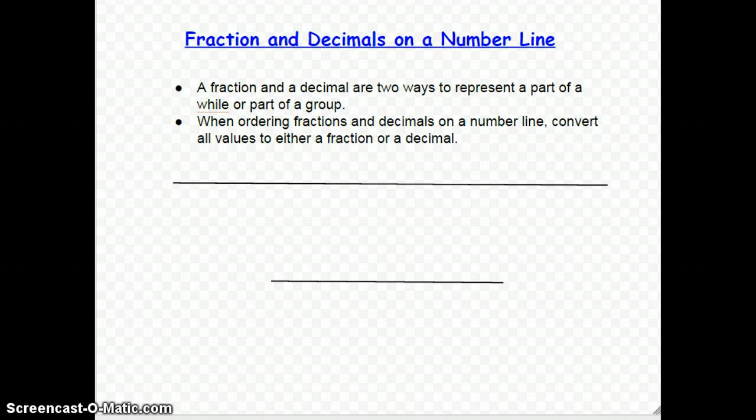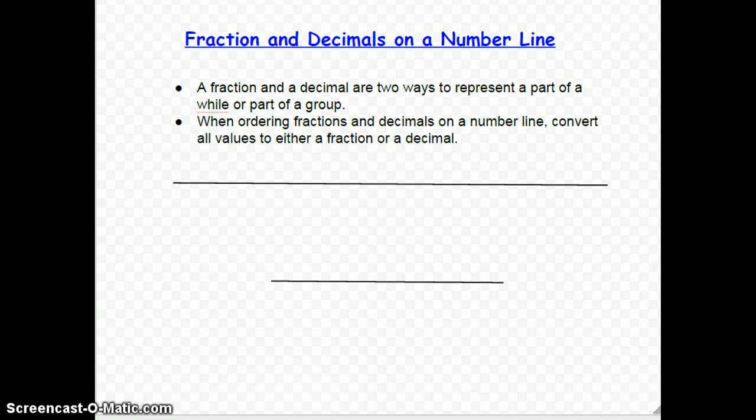One, a fraction and a decimal are two ways to represent a part of a whole or part of a group. We're talking about part of a group and part of a whole with fractions. We can now use decimals to represent that same value as we did with fractions. Fractions and decimals can be equivalent.